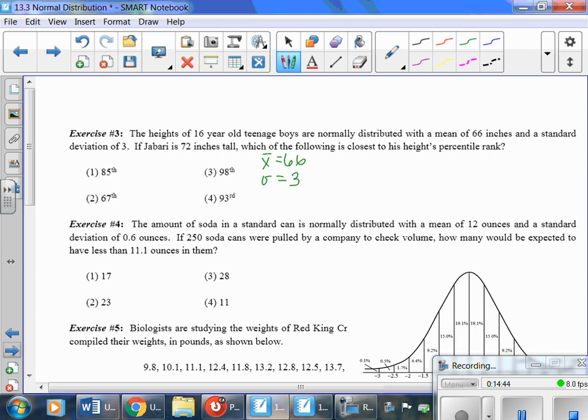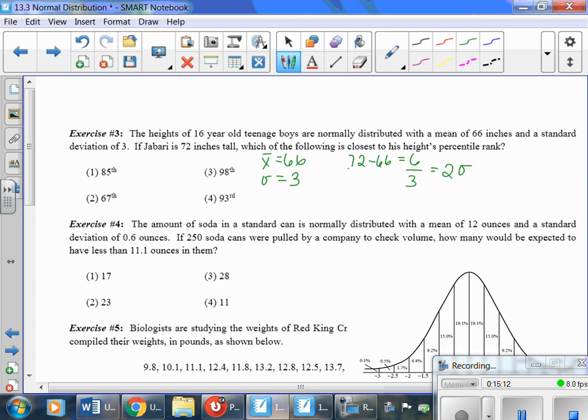All right. So again, you can do it a little bit differently without doing so much work. You can say, well, I know my mean is 66. So without drawing the whole thing out, this is just another way to do it. You can say 72 minus 66, all right, is equal to 6, and then we divide that by our standard deviation, which is 3. So we basically get 2 standard deviations above the mean.